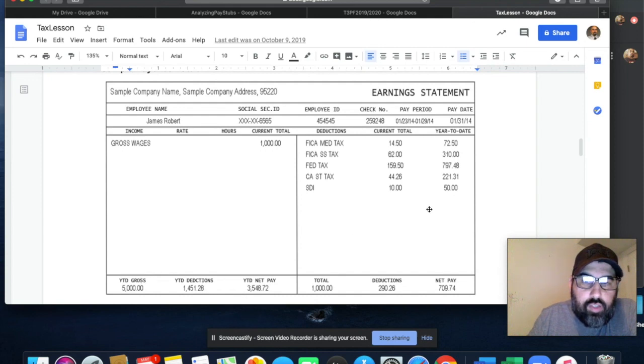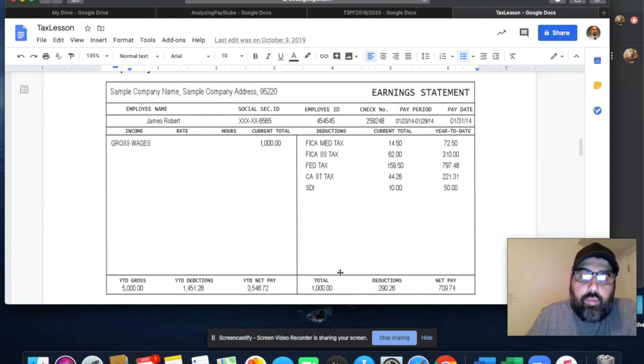Year-to-date deductions, that's going to be these numbers right here added up. This total should equal this $1,451.28. Okay. Year-to-date net pay, that's going to be this total gross, and then the year-to-date deduction subtracted from the total gross. That's going to give us our net pay for year-to-date.